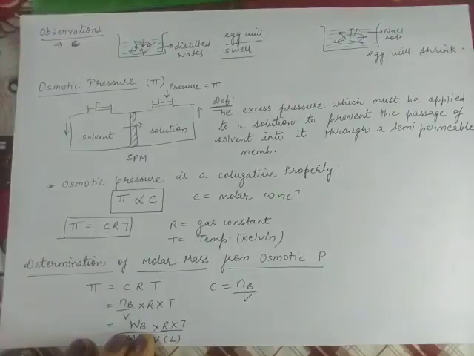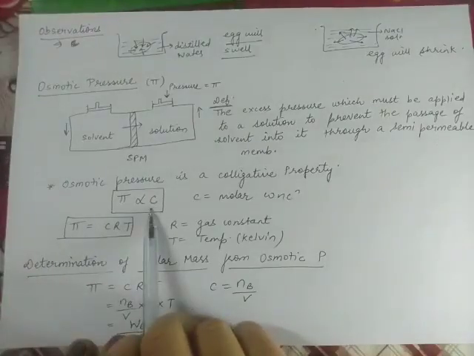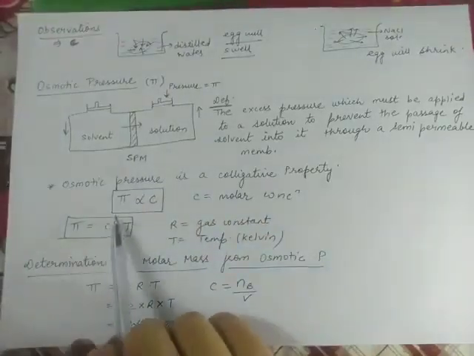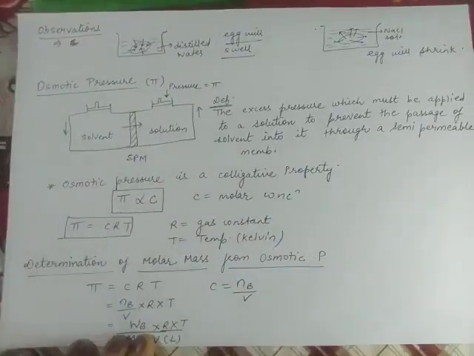Now this osmotic pressure is a colligative property. And what is the meaning of colligative property? It depends upon the number of moles. Experimentally they conducted several experiments and found that the greater the concentration of the solution, the more osmotic pressure we have to apply. So pi is directly proportional to C. It depends upon the molar concentration, this C is the molar concentration.